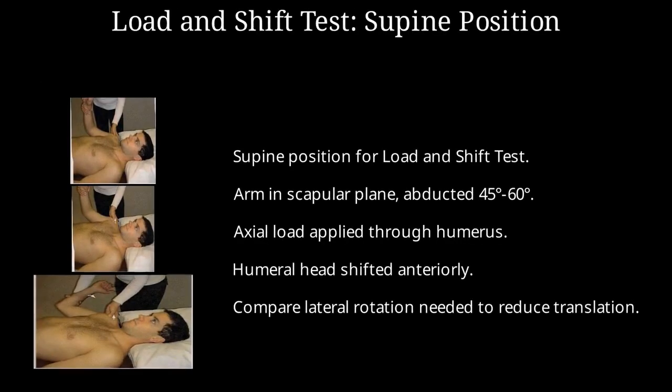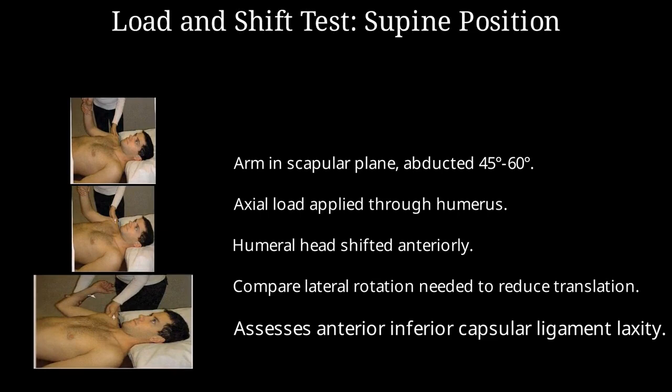In the supine position, the examiner places the arm in the scapular plane, abducted 45 to 60 degrees, and applies an axial load. The humeral head is shifted anteriorly and anteroinferiorly. The degree of lateral rotation required to reduce translation is compared between shoulders to assess capsular laxity.